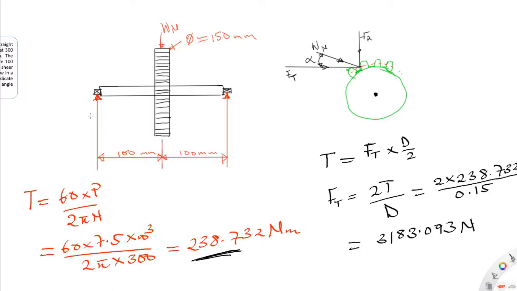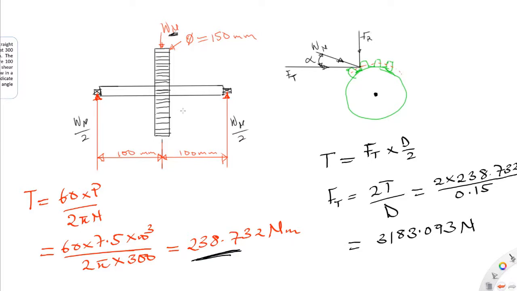So let's say that we have this reaction here. If this is Wn, then the reaction at this end will be equal to Wn on 2, and the reaction here will also be Wn on 2. All right, that will be the reaction at both ends. We just divide Wn into 2, and that will be the reaction at both ends.